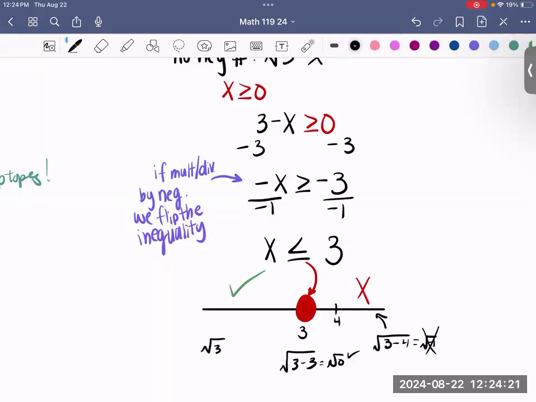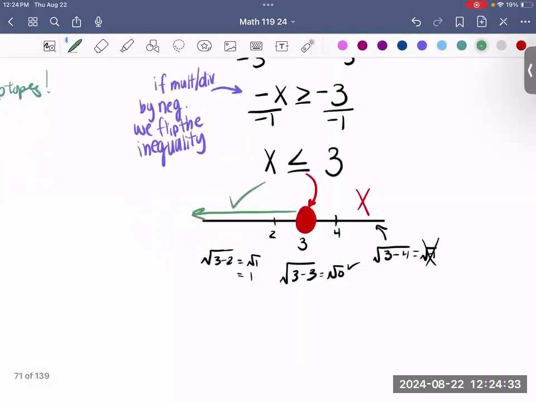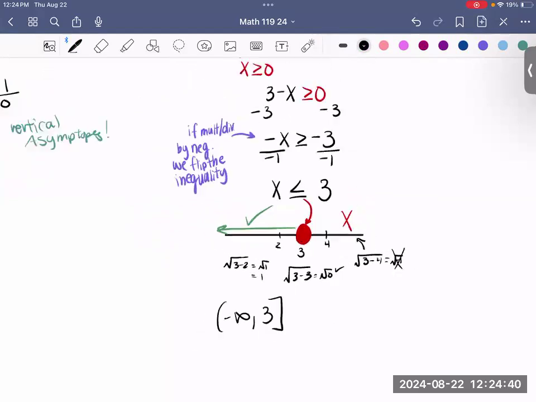Square root of 3 minus 2, because 2 is over here. So the square root of 1, which is 1. So that part's okay. So we're going to be shading over to this side. So your domain goes from negative infinity to 3 inclusive.